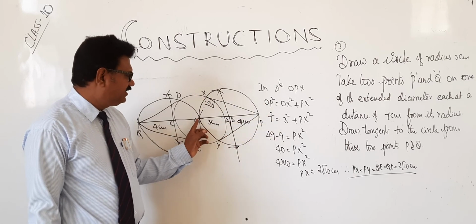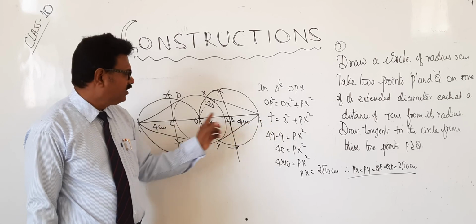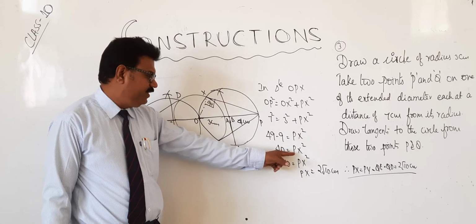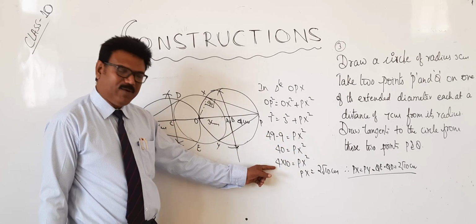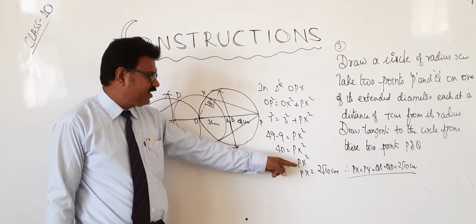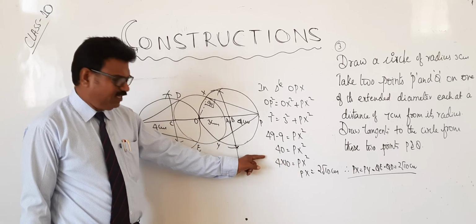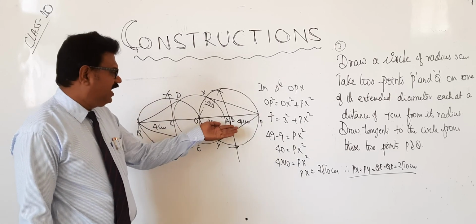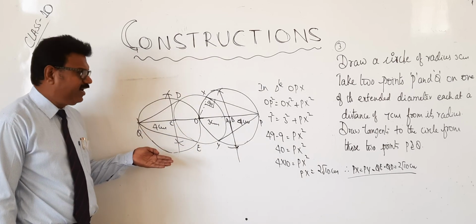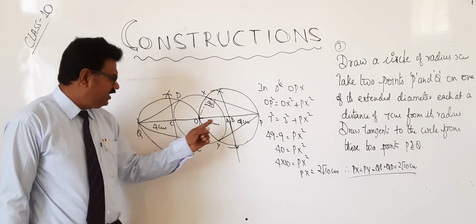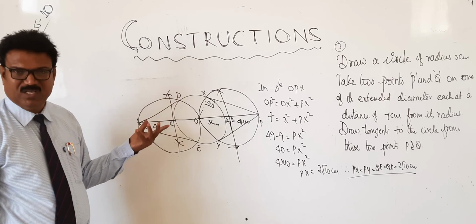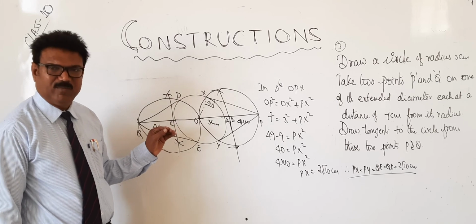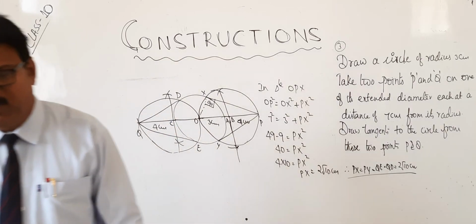But OP square, how much is it? 3 plus 4, it is nothing but 7 square. And this is 3 square plus PX square. So after doing like this, PX square we will get 40. 40 can be put as 10 into 4. So if you take the root, PX is equal to 2 root 10 centimeter. It is also the same on the other side, because this is 7 centimeter and this is also 7 centimeter. Both are the same, but one is on the left side and one is on the right side. I hope you understood this problem. Okay, next problem we'll see.